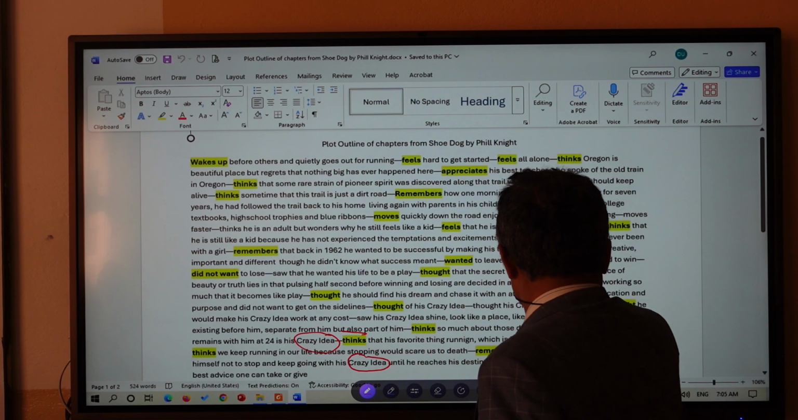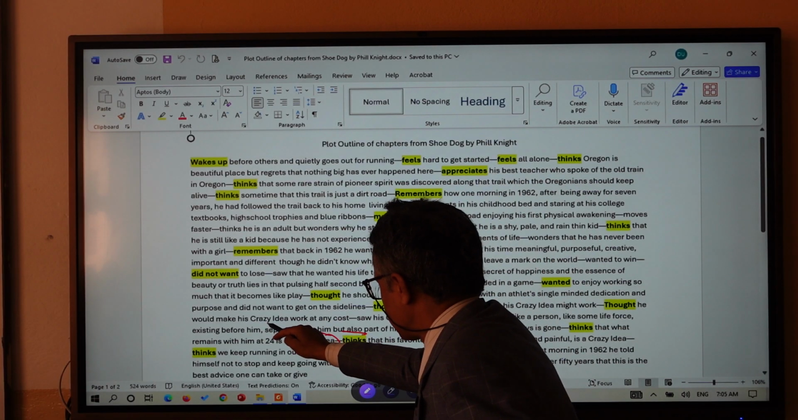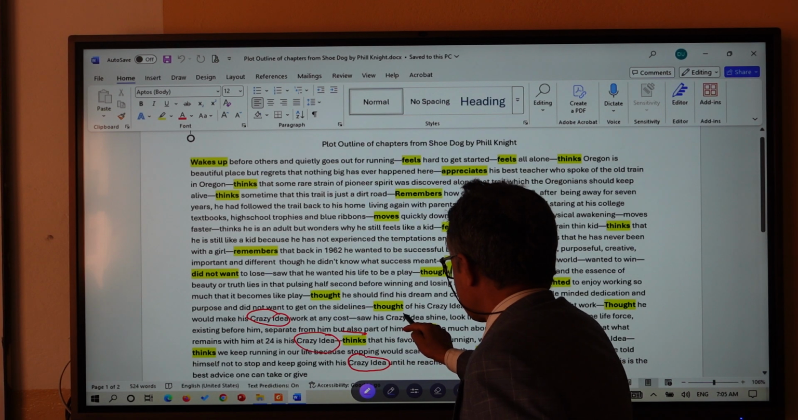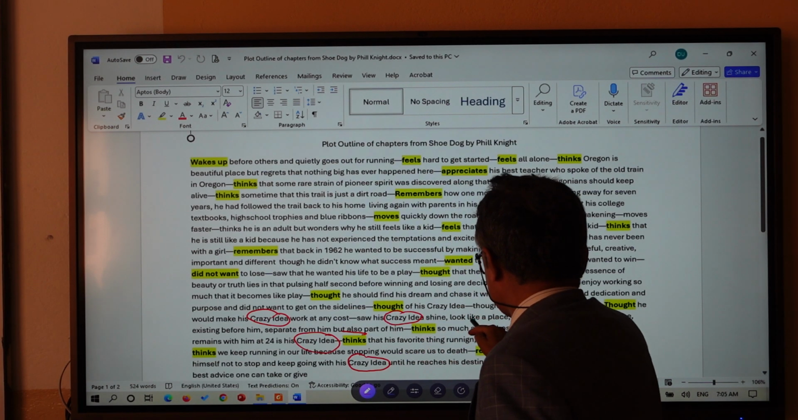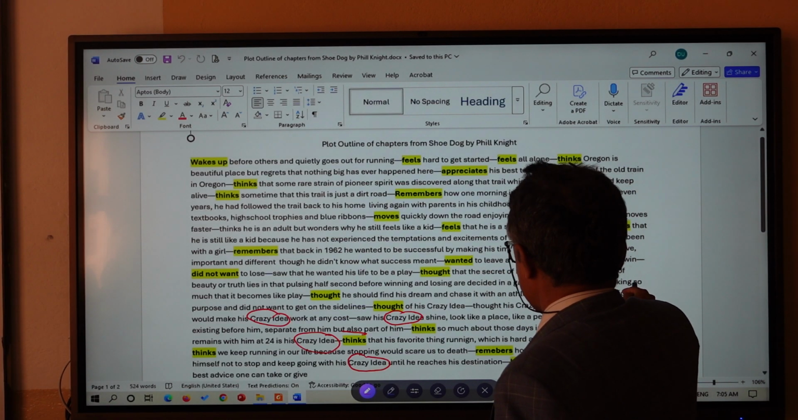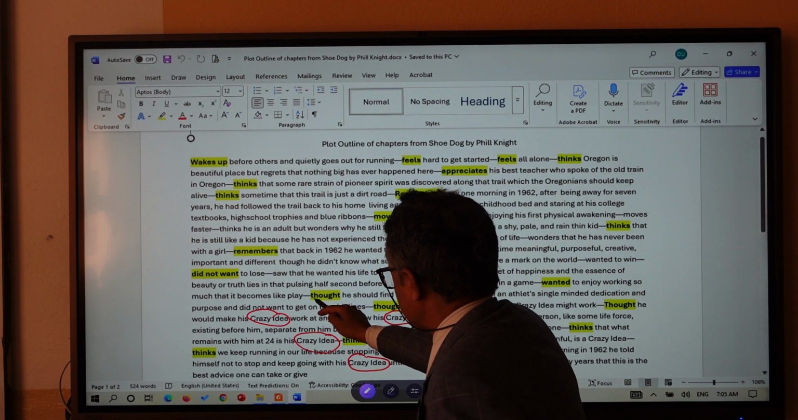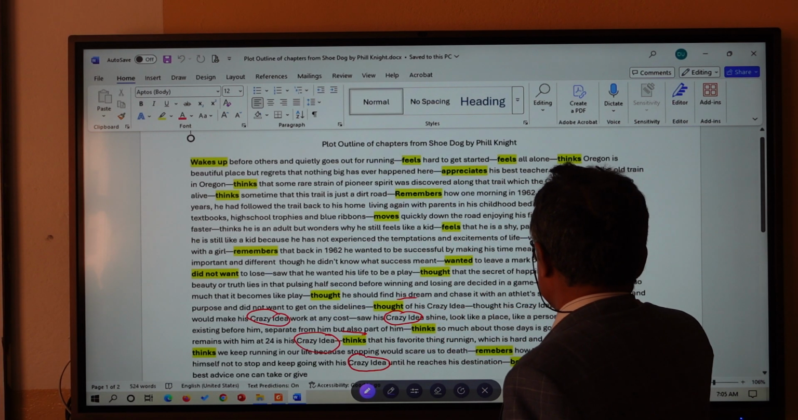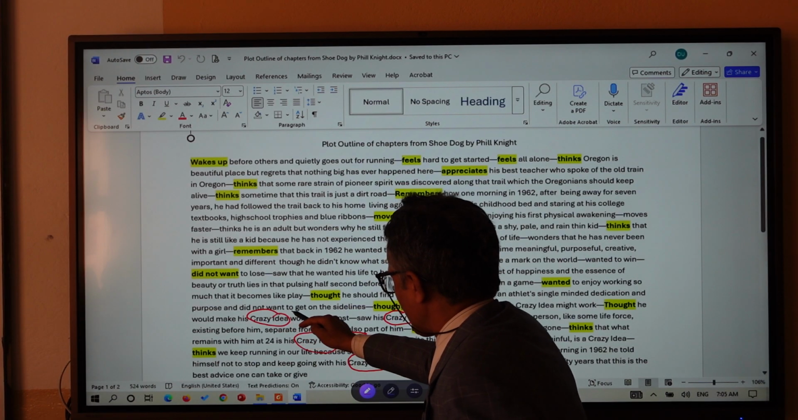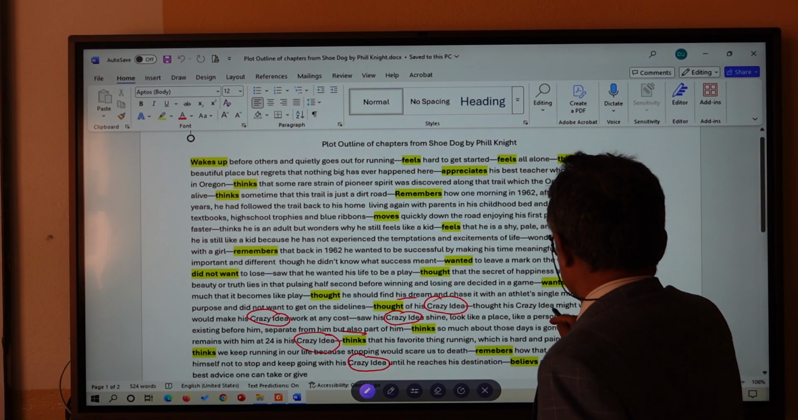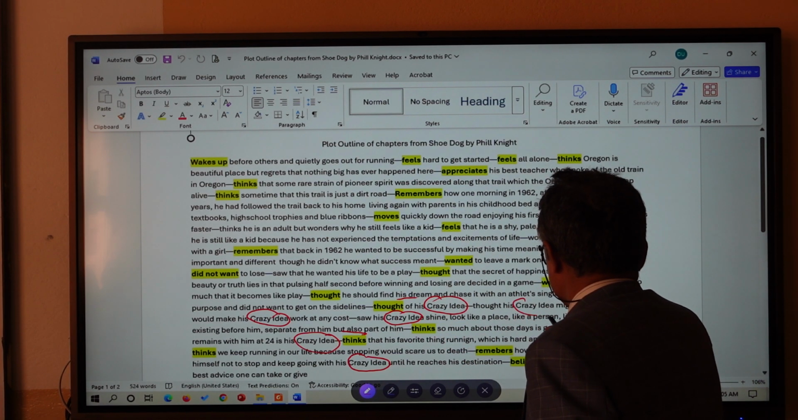Go back. He thought he would make his crazy idea work at any cost. He saw his crazy idea as something that looks like a play. Go a bit earlier. He wanted to enjoy working so much that it becomes like a play. He thought he should find his dream and chase it with an athlete's single-minded dedication and purpose, and did not want to get on the sidelines. He thought of his crazy idea. He thought his crazy idea may work.